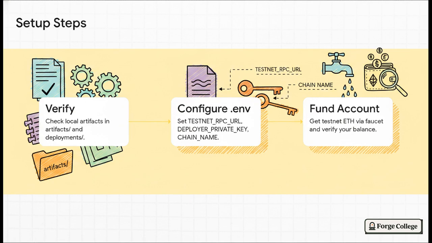Step 1, you need to verify your local artifacts. Just make sure your contracts are compiled and sitting right there in your artifacts folder, because we are reusing your exact local build. Step 2, we configure our .env file. This file is going to hold your testnet RPC URL, your deployer private key, and a chain name. And step 3, you take the public address of that private key, plug it into a faucet, fund the account, and verify your balance. We are taking the exact Hardhat setup you already know and love and just tweaking the environment variables to point at a brand new stage.